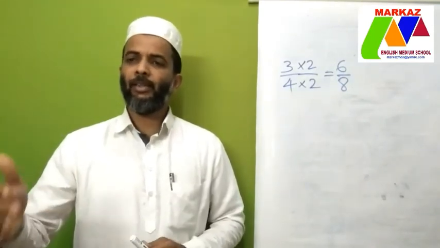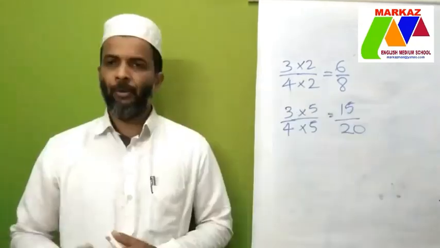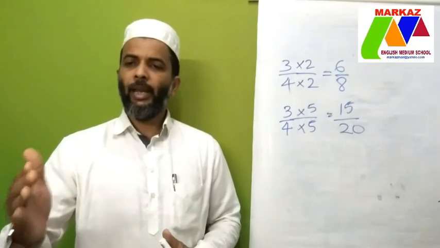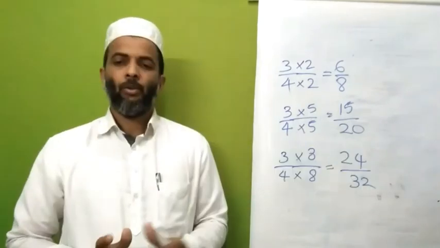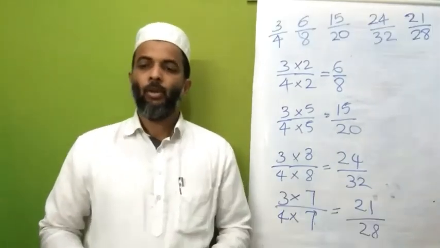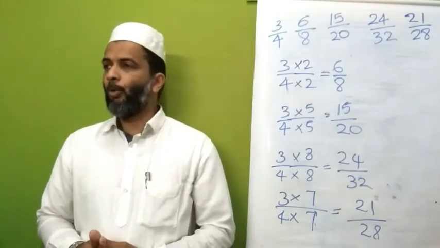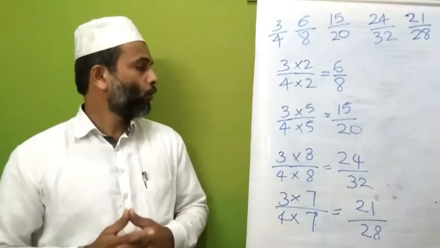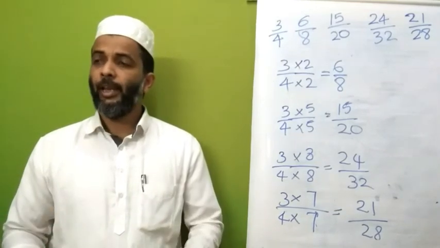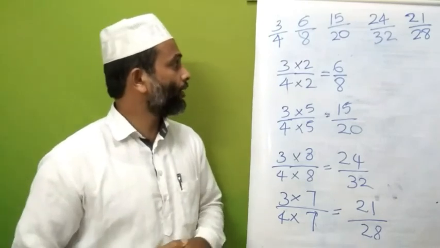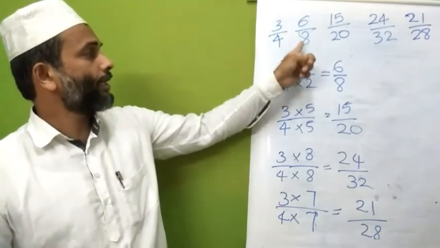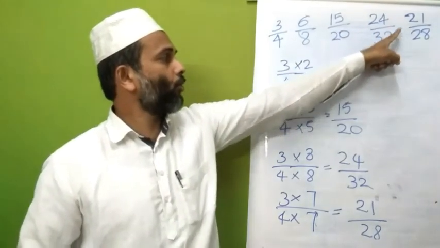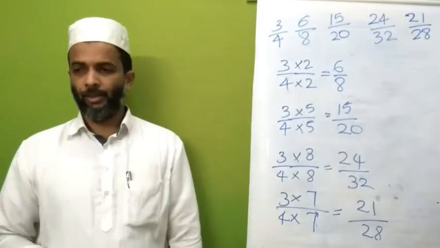Next, let us multiply with the number 5. We get 15 by 20. Multiplying with 8, we get 24 by 32, which are obtained by multiplying the numerator and denominator of 3 by 4 with 2, 5, 8 and 7 respectively. 3 by 4, 6 by 8, 15 by 20, 24 by 32, 21 by 28.